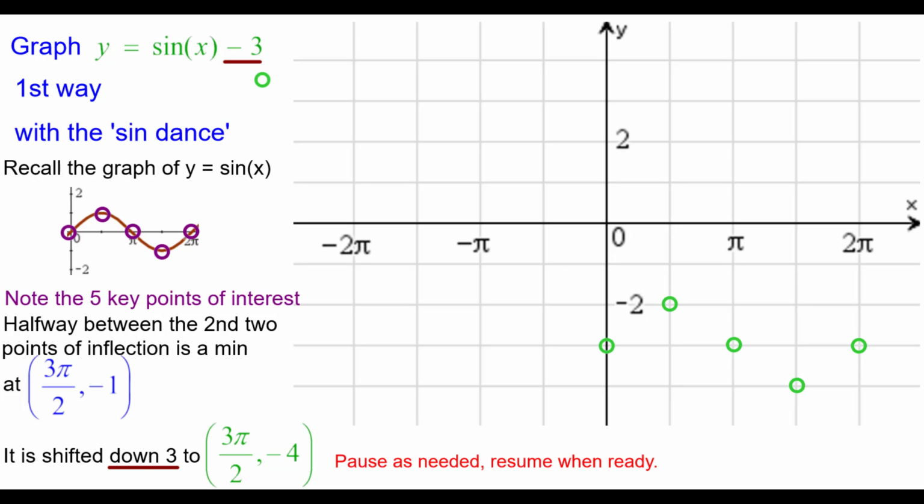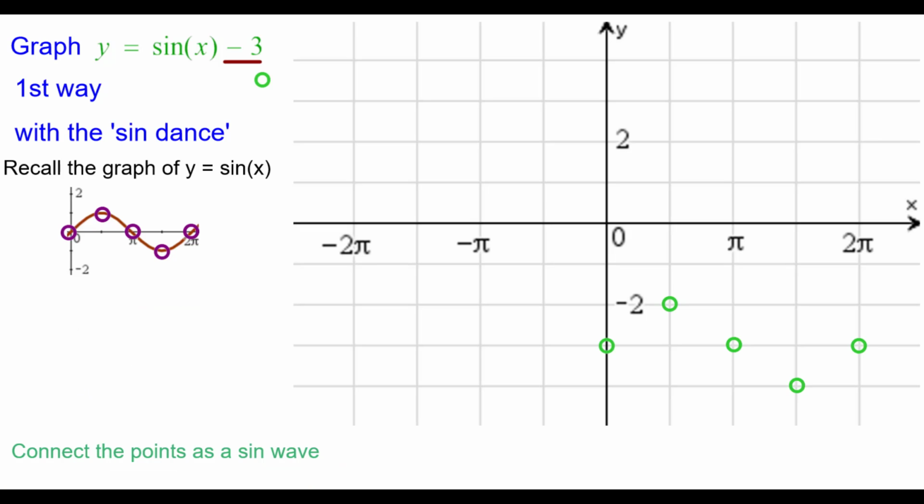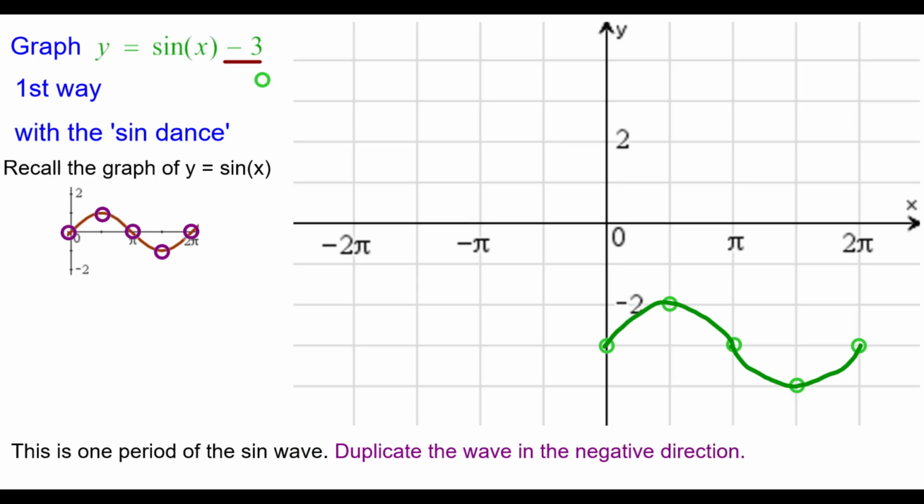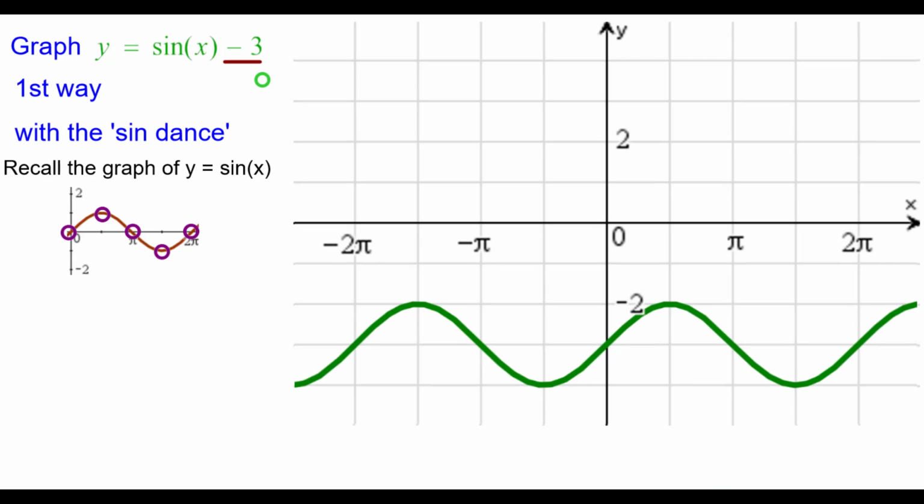Pause if needed. Connect the points as a sine wave. Frown or concave down, smile or concave up. This is one period of the sine wave, and we want to duplicate the wave in the negative direction. So we'll go back a period, 2 pi in this case, from this maximum back 2 pi, from this point of inflection back 2 pi, and from this minimum back 2 pi. Again, connect the points, concave down, concave up.